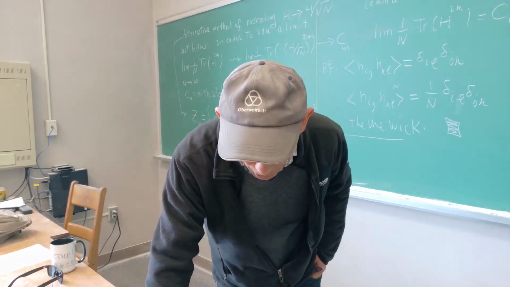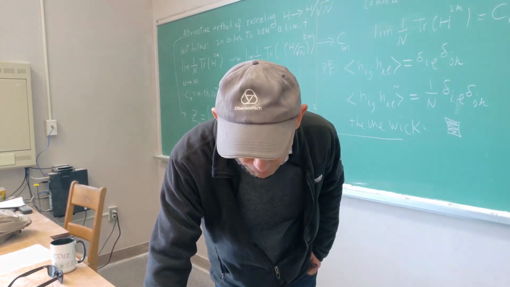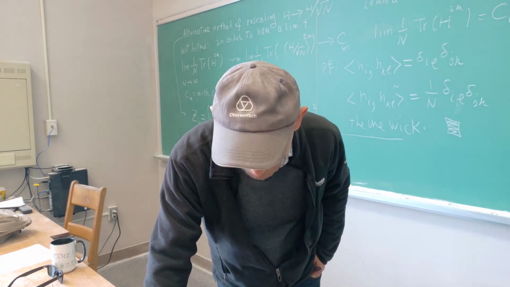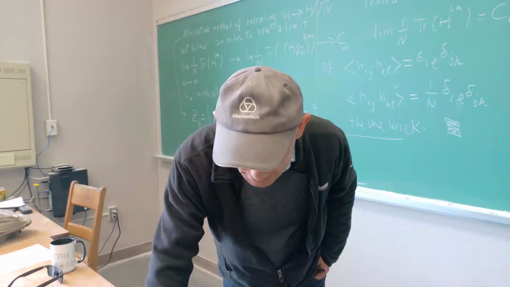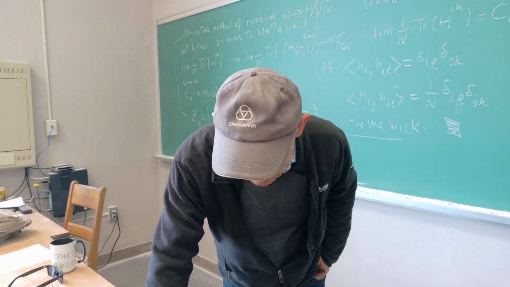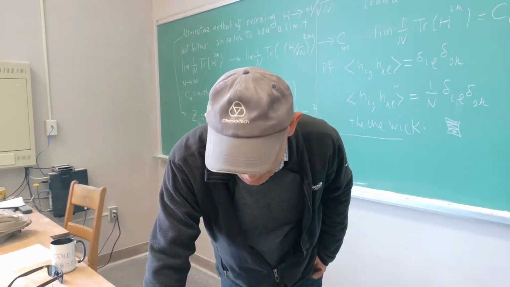SU(n) is a subgroup of U(n) consisting of those unitaries whose determinant is one. I'm talking about the connected component of the identity. U(n) itself is connected.